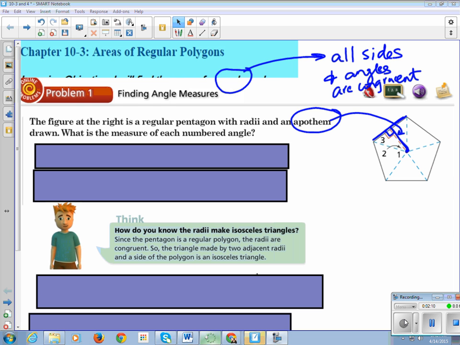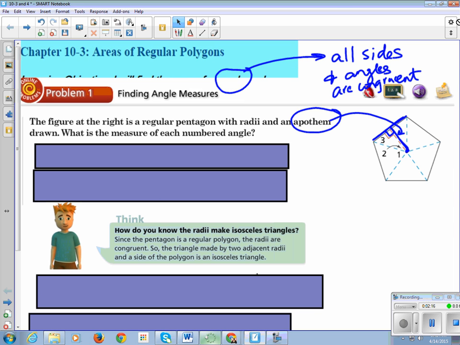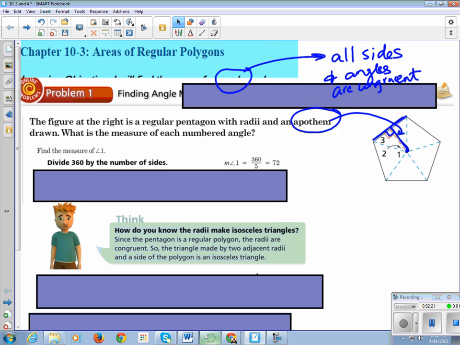So the measure of angle 1 right here, the way we find it, because we're a regular polygon, all our angles and all of our sides are congruent. So we take 360 and divide it by the number of sides. So the measure of angle 1 is 360 divided by 5, which is 72. So that angle 1 is 72 degrees.